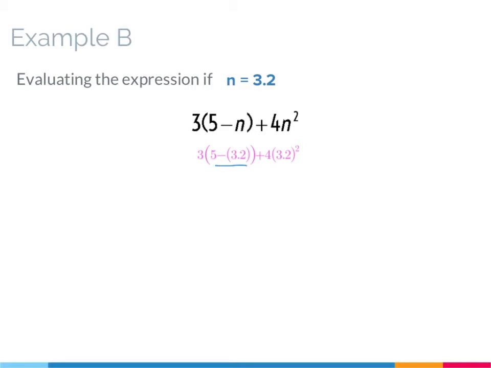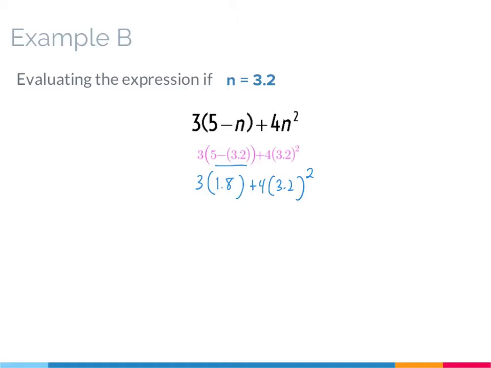Luckily, I've got my calculator because I don't want to have to deal with decimals on my own. 5 minus 3.2 is going to give me 1.8. So I'm going to write down my 3, bring down my parentheses, write down the 1.8 that I just found. Again, parentheses, plus 4, 3.2 inside that parentheses to the second power. So again, I've got grouping symbols, but there's nothing to do inside those grouping symbols. It's just a number being held there by itself.